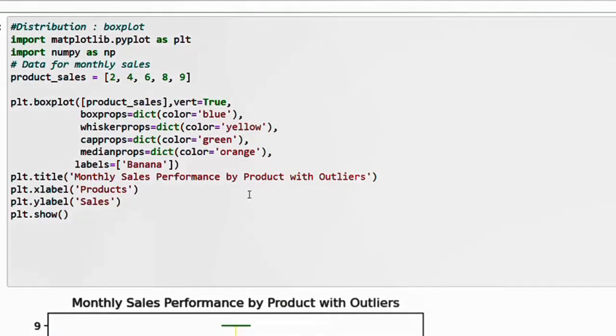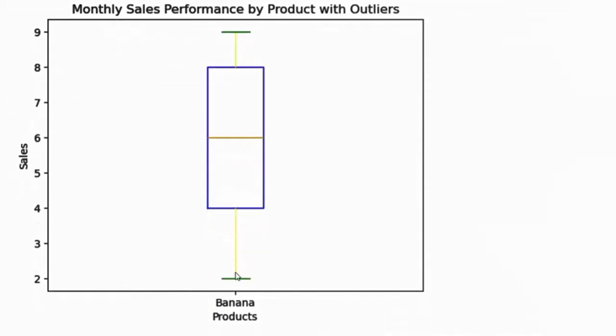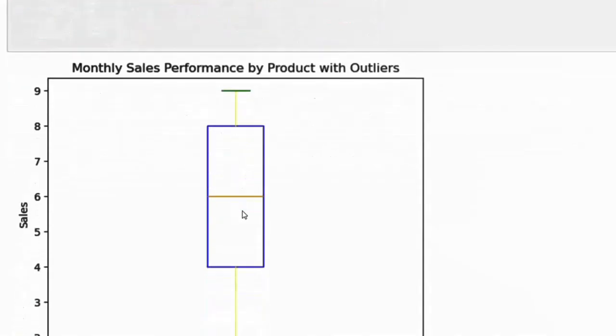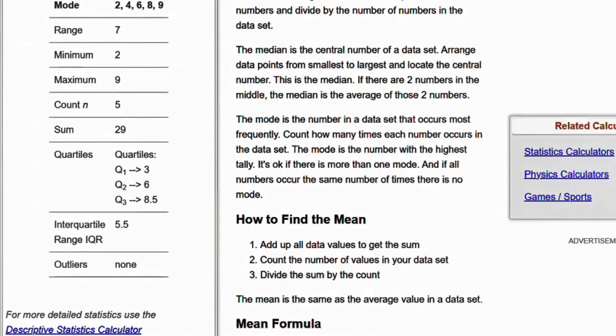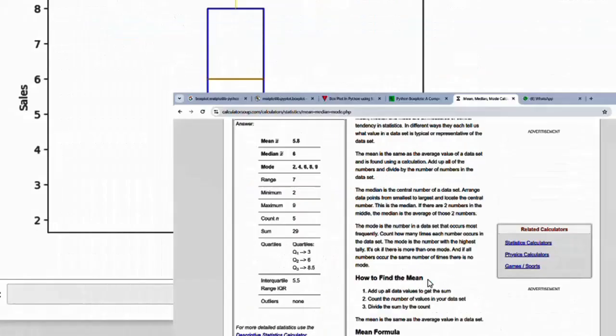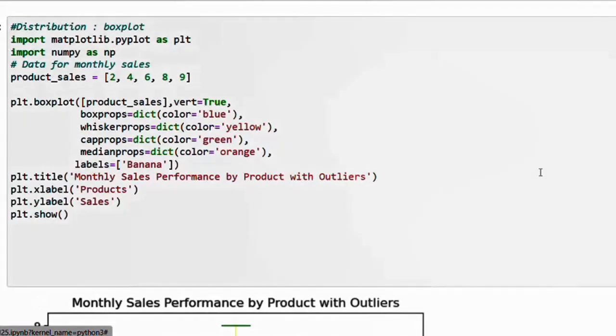So in this program we have the minimum value 2, and that is the maximum value, and this is called the Q1, and this is called the Q3, and this is called the median line, orange color, that is the 6th value. In Q1 we have the value 3, this one, and in Q3 we have the 8.5 value.